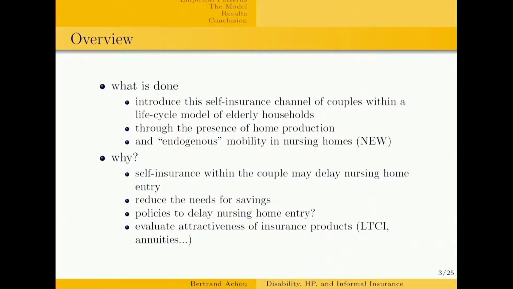And a novelty that was not in the previous versions of this paper is that now I introduce an endogenous mobility into nursing homes, because typically what you observe is that for a given health state, if you're in a couple, you're actually less likely to be in a nursing home. So I'm going to introduce that.